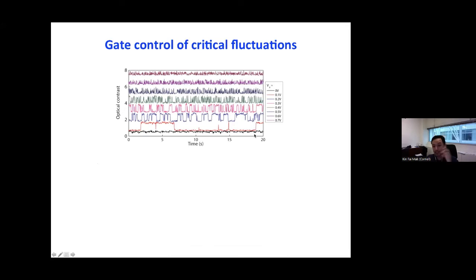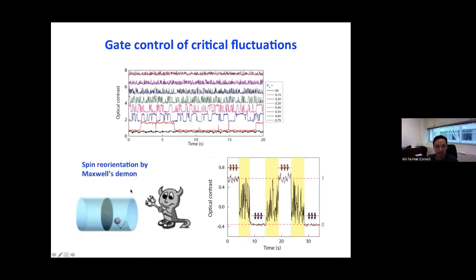And we can also apply a gate voltage to turn on and off the critical fluctuations. For instance, the black has no critical fluctuation, then we can apply some gate voltage, about 0.5 volt, to turn on the critical fluctuations. And that gives us some interesting games to play with. For instance, like Maxwell's demon, if we want to switch the spin state of the system from spin up, then we turn on the critical fluctuations and watch it until it switches to spin down, then we just stop there, and it goes to spin down, and we can just do back and forth like that.